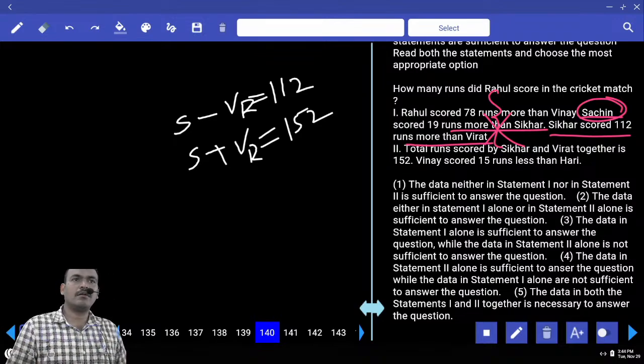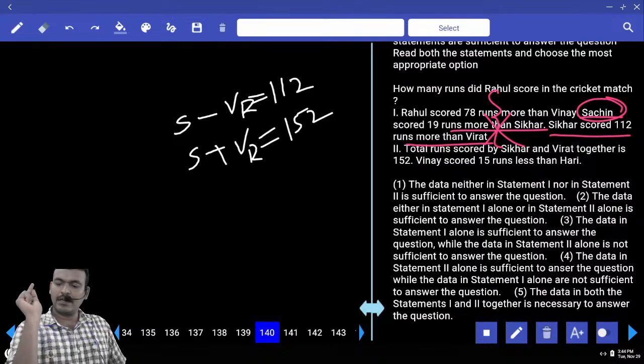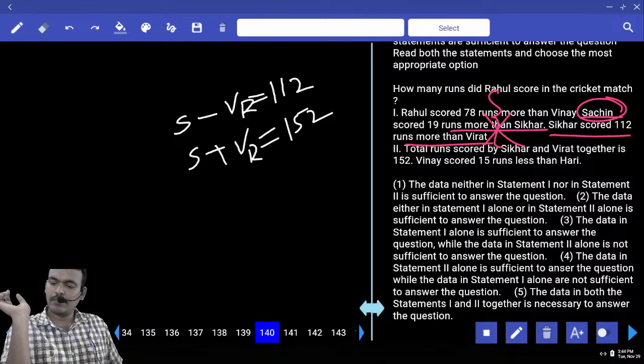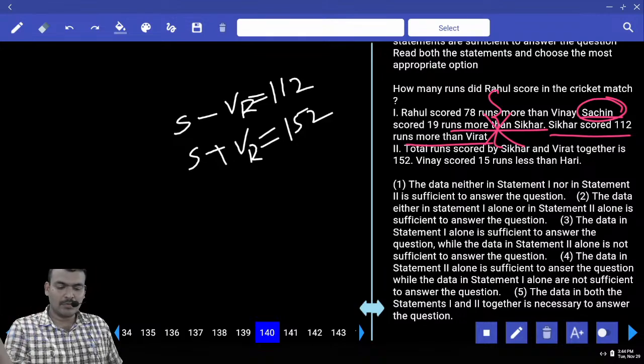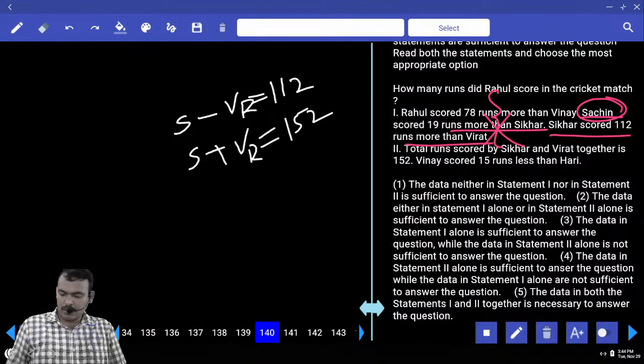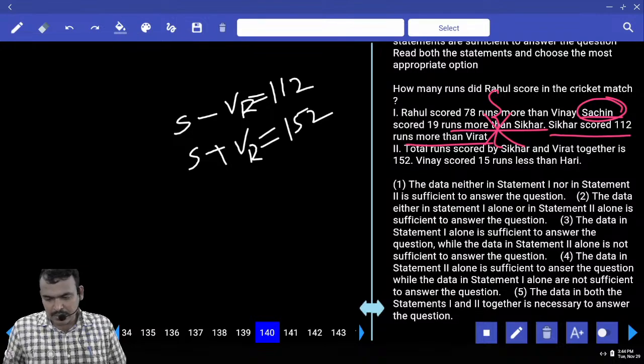Both 1 and 2 together are not sufficient. Because here Rahul depends on which one? Vinay. But there is no relation between Vinay and Sachin, no relation between Vinay and Sikhar, and no relation between Vinay and Virat. Okay. Both 1 and 2 together are not sufficient.